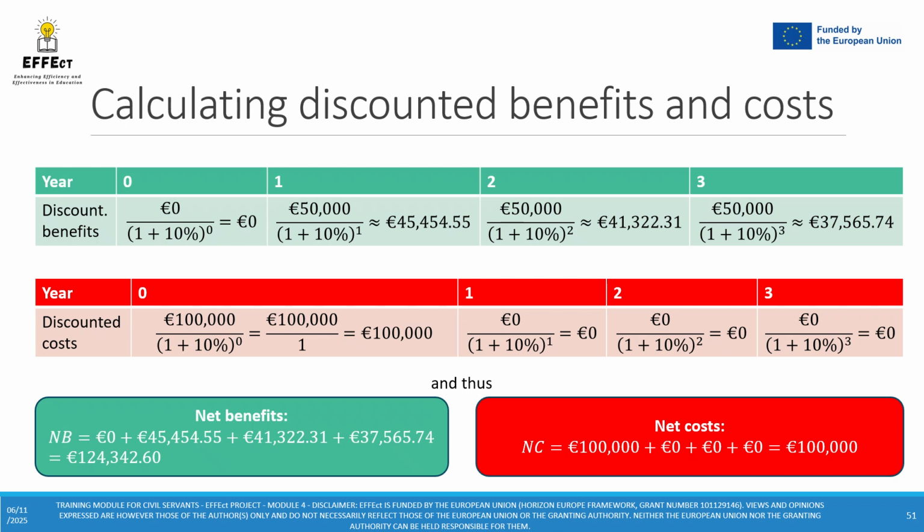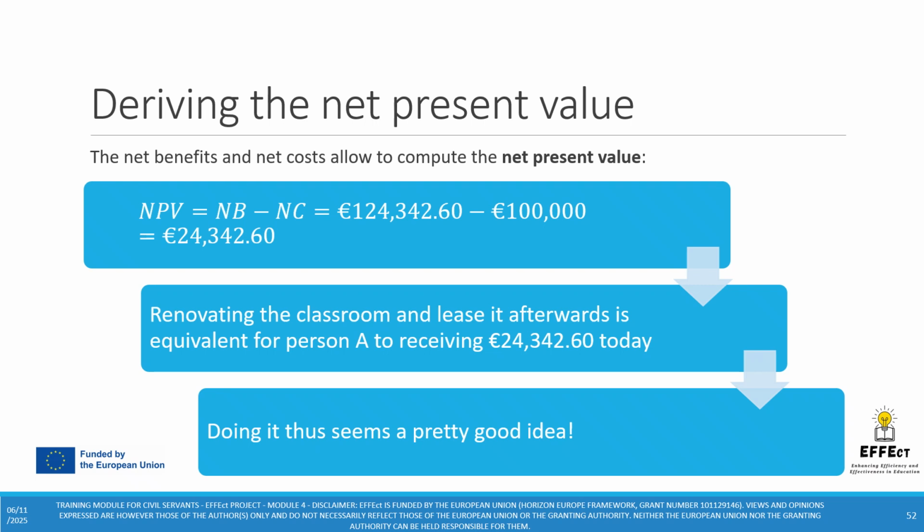After having computed the discounted benefits and the discounted costs, we are able to compute the net benefits by simply taking the sum of all the discounted benefits, and the net costs by simply taking the sum of all the discounted costs. The net benefits and the net costs that we have now computed allow us to compute the net present value, which is given by the difference between the net benefits and the net costs. Renovating the classroom and leasing it afterwards is therefore equivalent for person A to receiving 24,342 euros today, and doing it thus seems a pretty good idea.